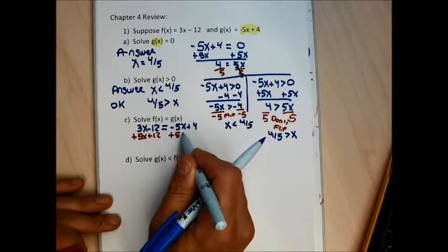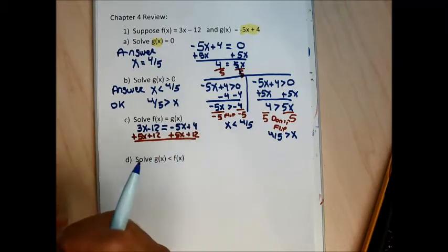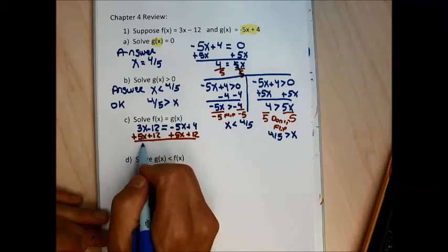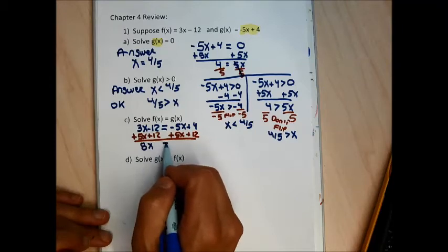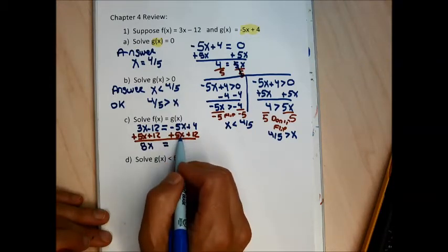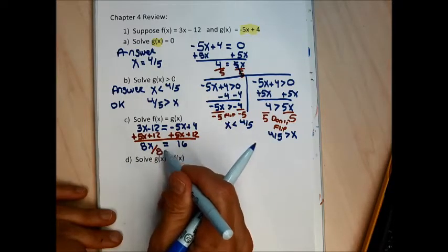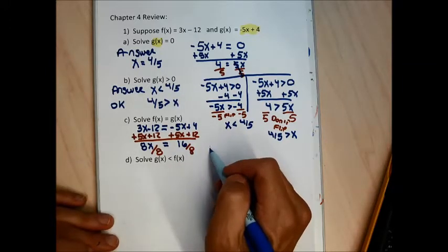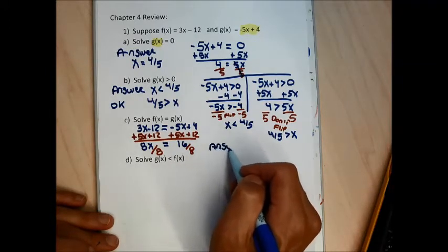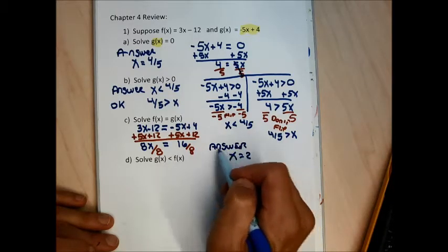So I'm going to add 5x and add 12 to both sides. When I do this on the left side, the 3x and 5x gives me an 8x. The 12s cancel. Bring down the equal sign. On the right hand side, the 5x's cancel, and 4 plus 12 is 16. And then I'm going to divide both sides by 8. On the left hand side, I'm going to get an x. On the right hand side, I'm going to get a 2. The answer to part C is going to be x equal to 2.